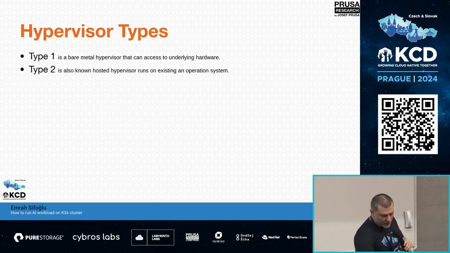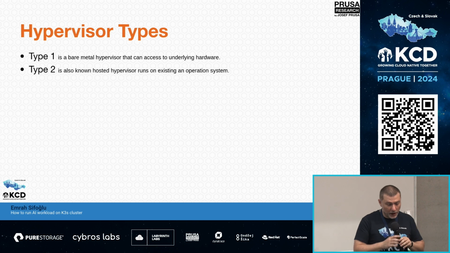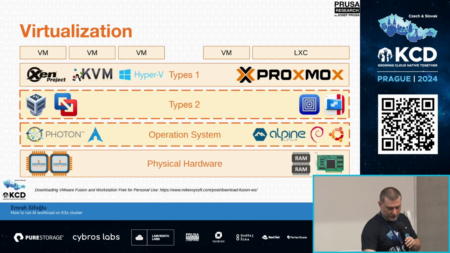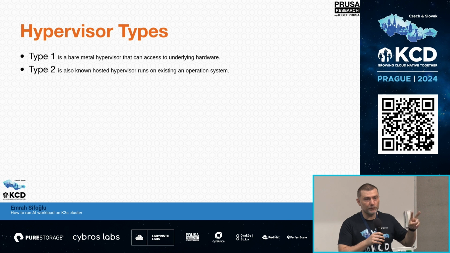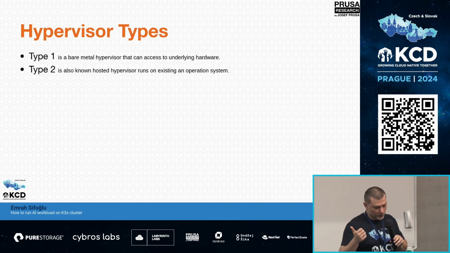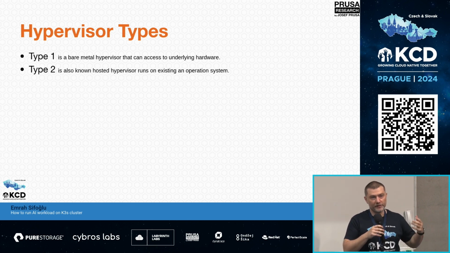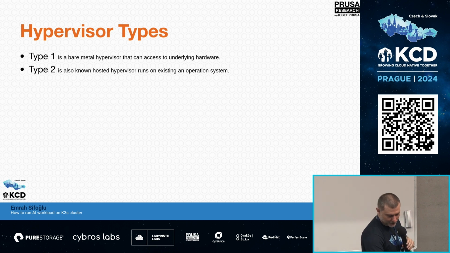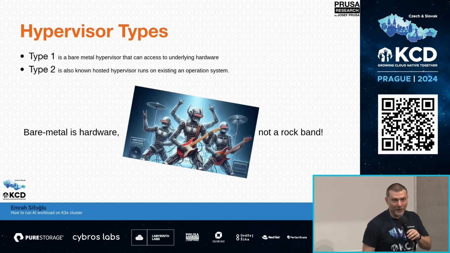So I would like to look a little at these applications and categorize them. Here we talk about the applications that you install on an operating system or on Proxmox. They are called hypervisors, and there are two types of hypervisors. One is type 1, which you install on bare metal. The other one is type 2, also known as hosted. You install it on an existing operating system. Actually, there is a joke I like to make: bare metal is the hardware itself. It's not like a rock band.